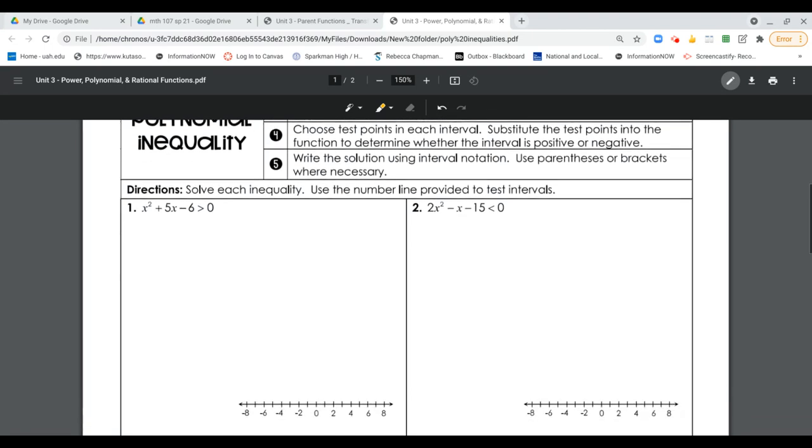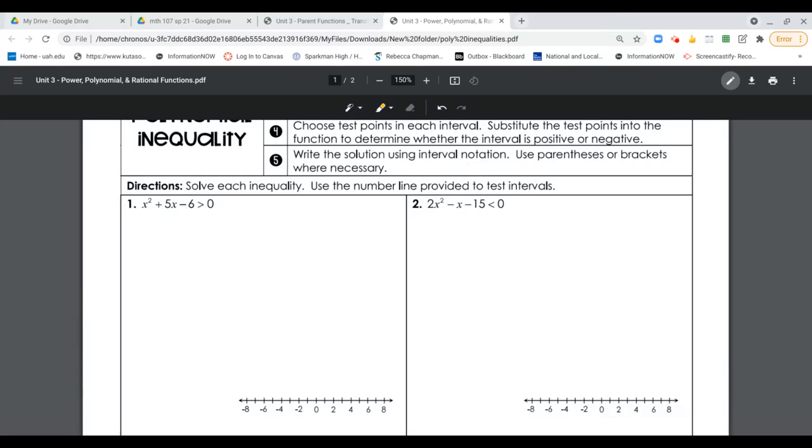So in the first particular problem, our problem is already set to 0, so we don't have to worry about doing that. So I am going to go ahead and factor that. So the factors are x plus 6 and x minus 1 when you factor that quadratic. Then I'm going to take each factor, set it equal to 0, and solve it. So I get a key value of negative 6, and I get a key value of positive 1.